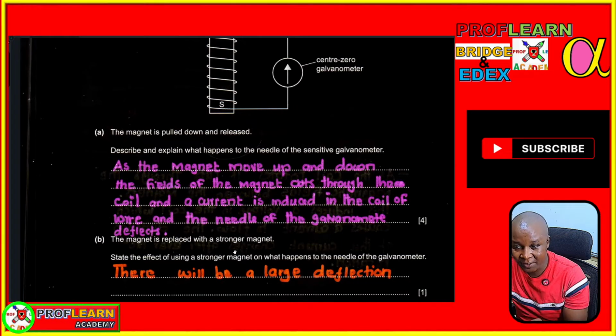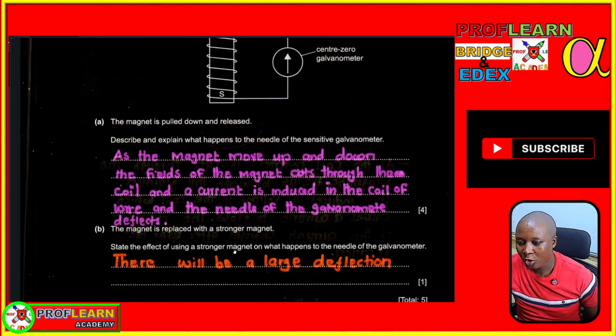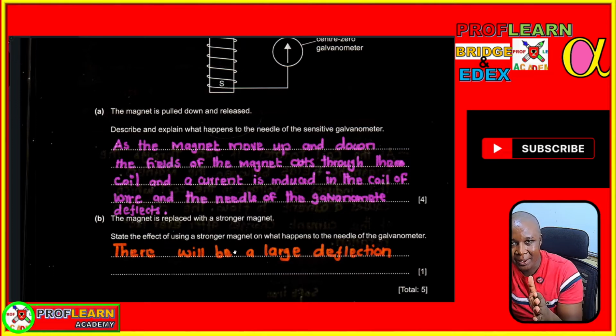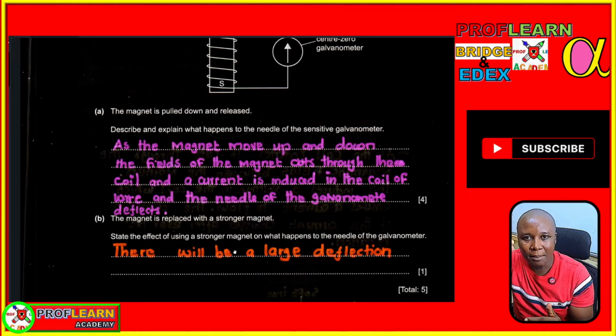A galvanometer is a device which can deflect or move when a current flows through. So we're going to say as the magnet moves up and down, the fields of the permanent magnet are going to cut across the coil. And when this happens, an EMF is induced inside the coil through electromagnetic induction. So this is the process through which electricity is created. When the fields cut through the coil or the conductor, an EMF, electromotive force, is induced inside that coil or conductor.